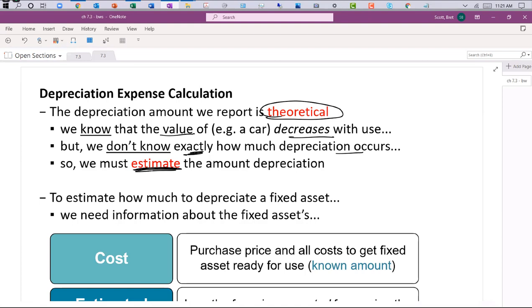Like some of the transactions we saw in chapters 3 and 4, those things are pretty easily verifiable, easily measurable. But when it gets to estimates, we know things are happening economically, but there's no real verifiable way. So estimates are happening for us now.